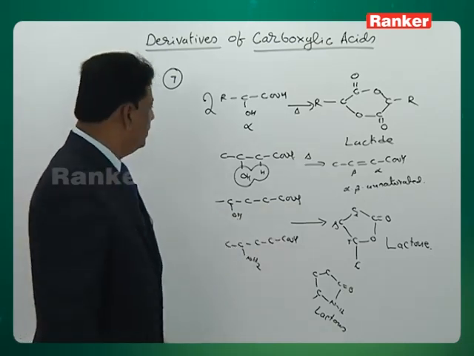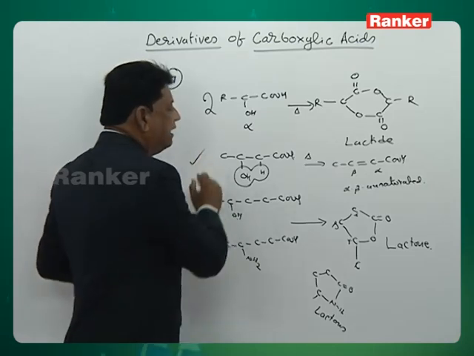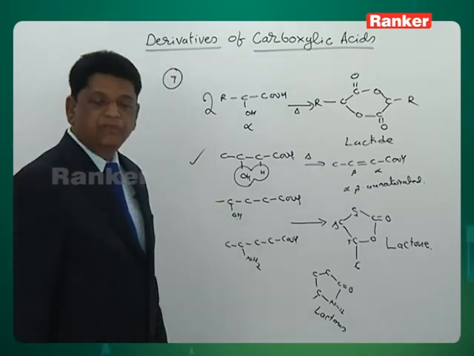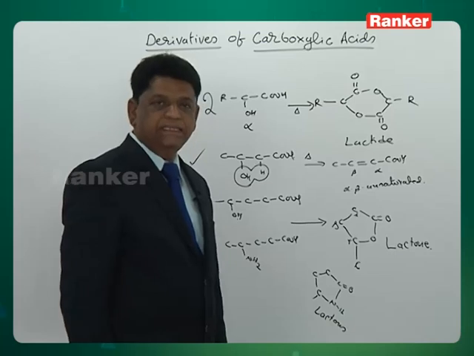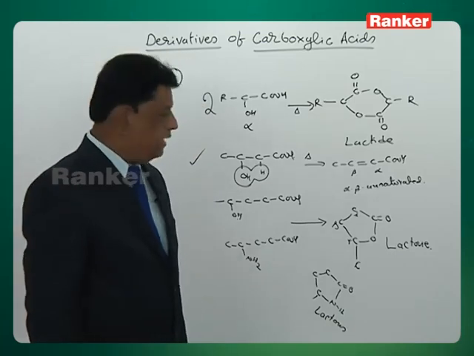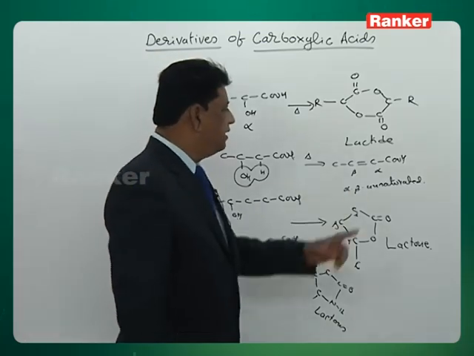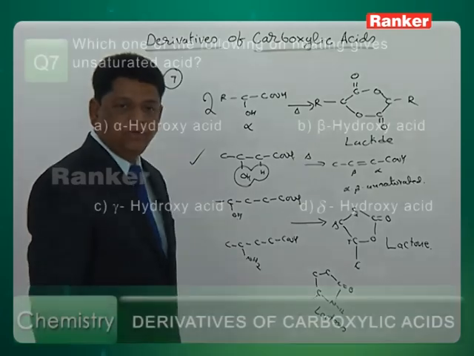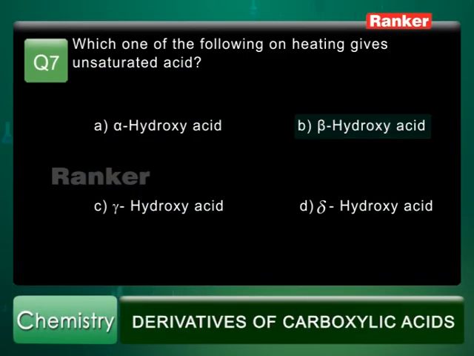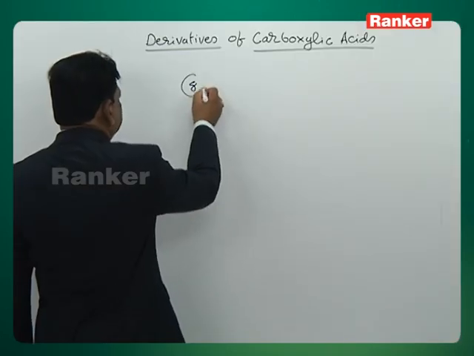This is the theory. The question is asked on the alpha beta unsaturated acid. Therefore, the beta hydroxy acids undergo this type of formation of alpha beta unsaturated acids. So option B is the right answer. Let us go to the next question.